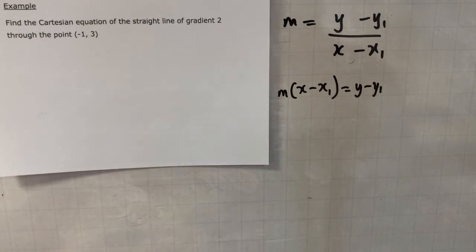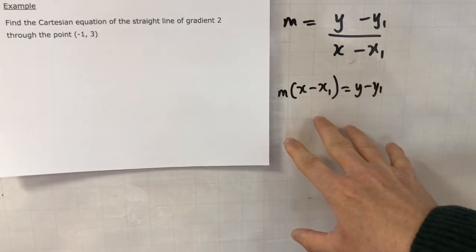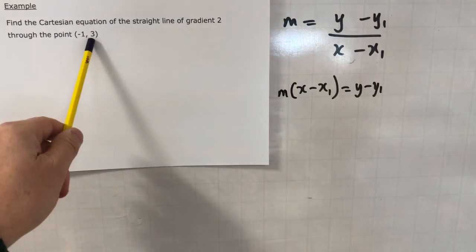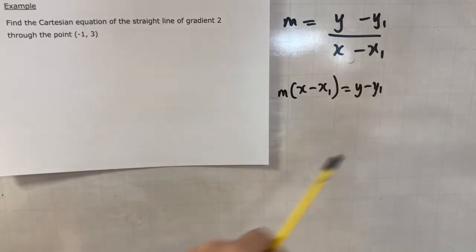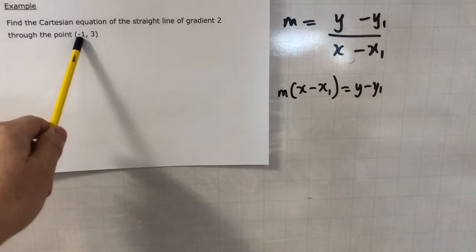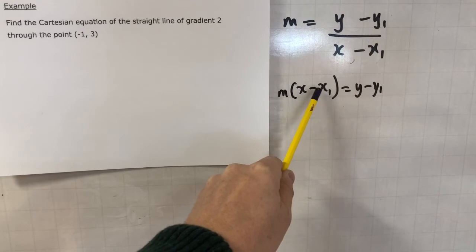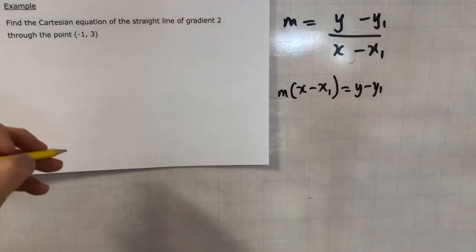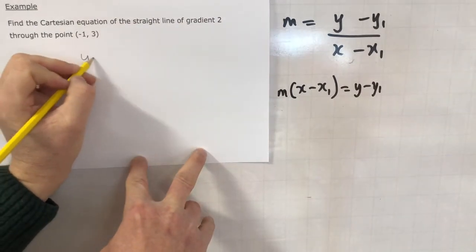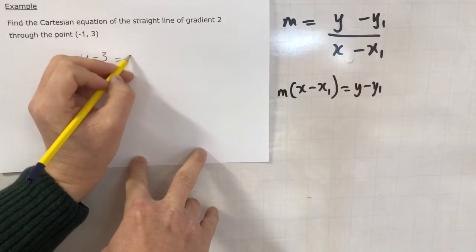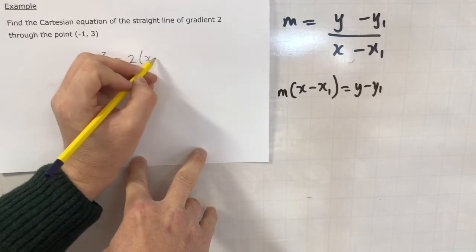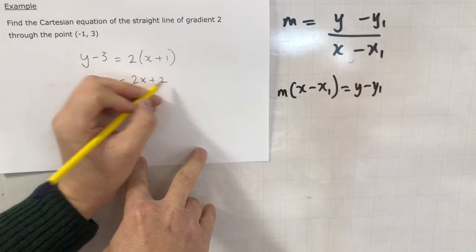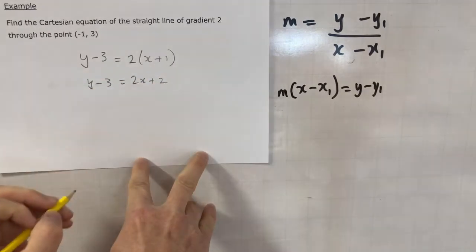So this example makes use of what I've just shown you, and the y coordinate is a 3, so I'll replace the y1 with a 3. The x coordinate is a -1, so I'll replace that with a -1, so minus -1 makes that a +1, and the gradient is a 2. So we would write that y minus 3 is equal to 2 lots of x plus 1. If I remove the bracket, I get 2x plus 2. So y take 3 is equal to 2x plus 2.